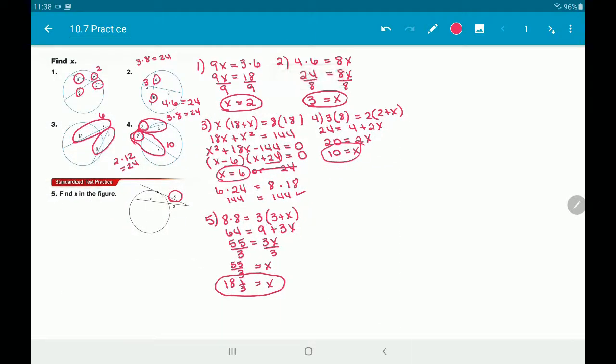And so I hope that you were able to solve these. If not, I hope you can see where your error might have been, and let me know if you have any questions.